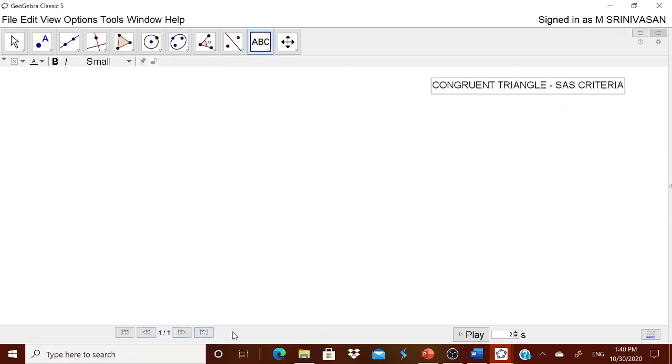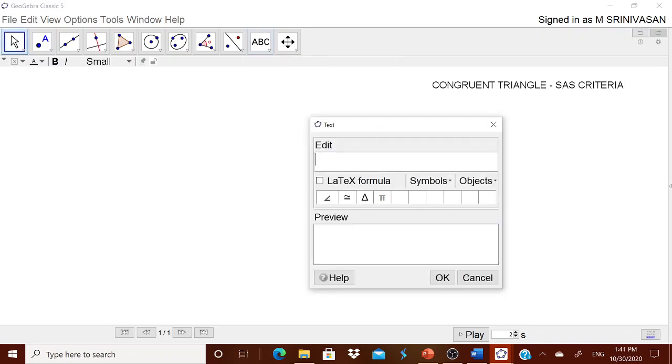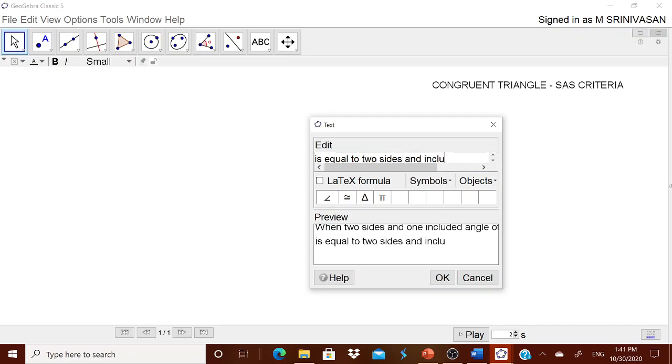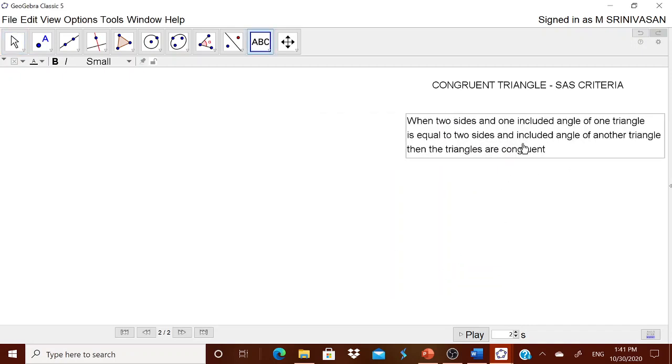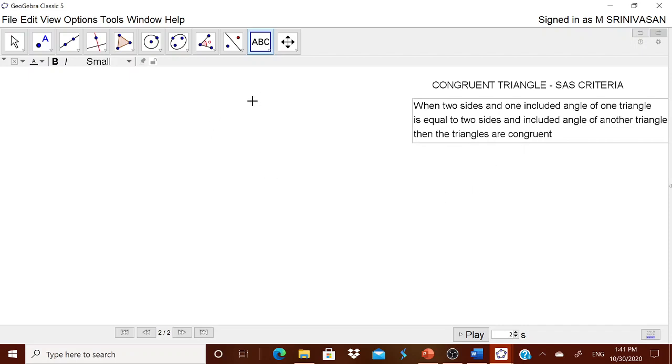Now in the class, whenever you are making use of it, I think I have already told you that you can start this navigation bar so that step after step you can explain to the children. Now you can ask them what they mean by this congruent triangle SAS criteria. They will tell: when two sides and one included angle of one triangle are equal to two sides and included angle of another triangle, then the triangles are congruent. Okay, I have pressed enter so that it will come in 3 lines. Well, we will start drawing a triangle.